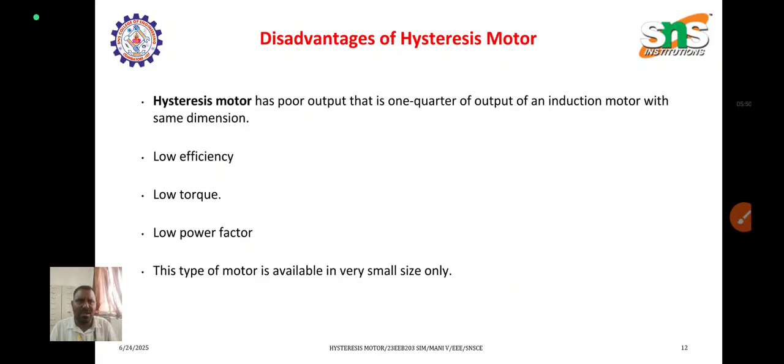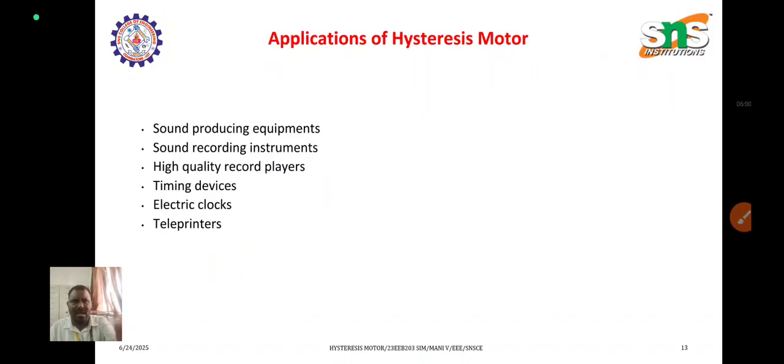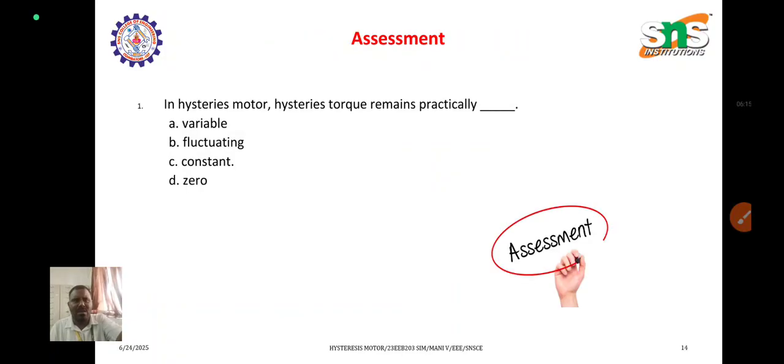And these are the disadvantages: low efficiency, low torque and low power factor. This type of motor is available only in very small sizes, not in big sizes. These are a few applications: sound producing equipment, sound recording equipment, high quality record players, timing devices, electric clocks and teleprinters. These motors are made in small sizes, not in big sizes.